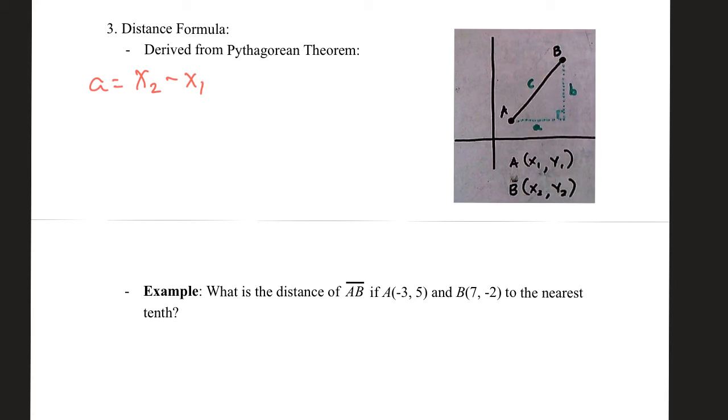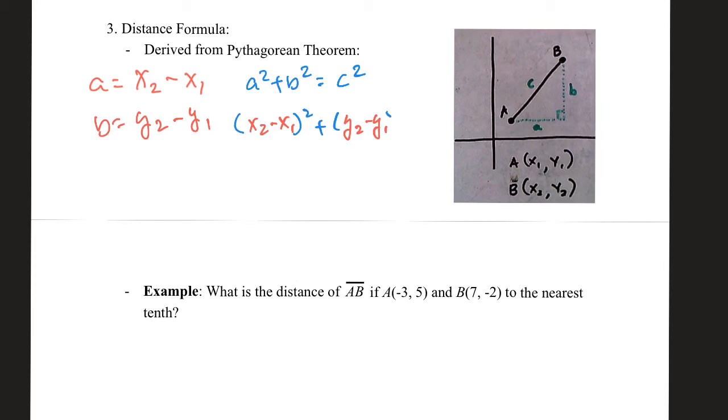So to find the difference, we do y2 minus y1. Okay, now we're set up. We can just plug this stuff into the Pythagorean theorem. We have a squared plus b squared equals c squared. Now we just plug in. My a value was x2 minus x1, and I'm squaring it. And then I'm adding my b value, which is y2 minus y1. I'm squaring that guy, and that's all equal to c squared.